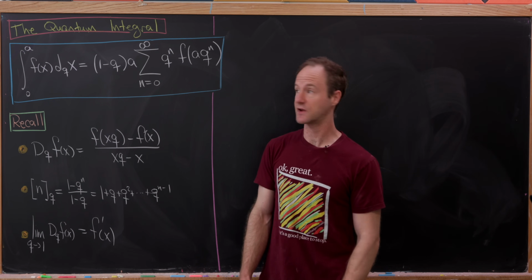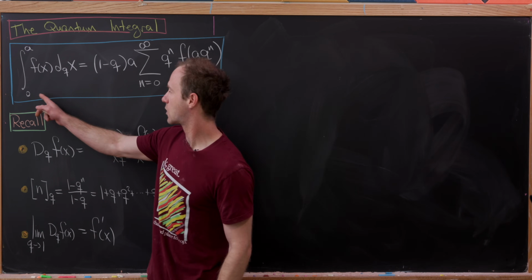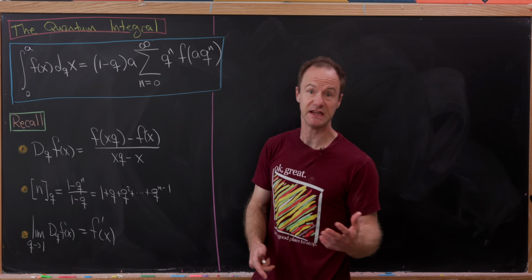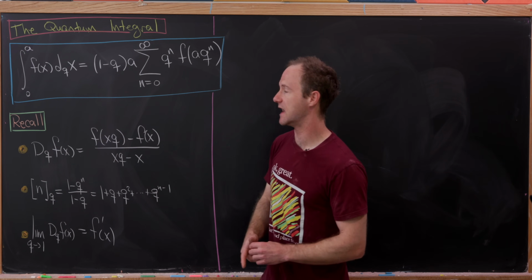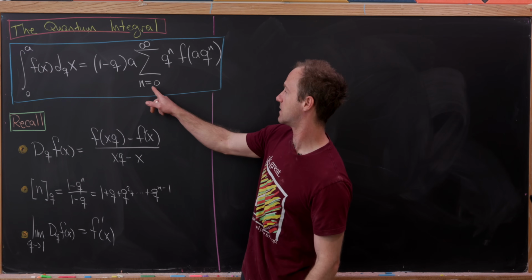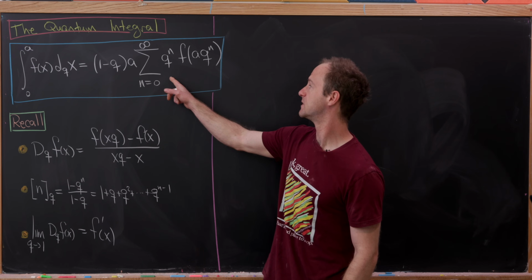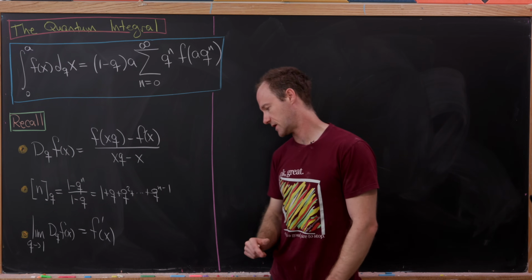Okay, so now let's look at this quantum integral. It'll be defined as follows. The quantum integral from 0 to a of f of x d_q x is equal to (1 minus q) times a times the sum as n goes from 0 to infinity of q to the n times f evaluated at a times q to the n.